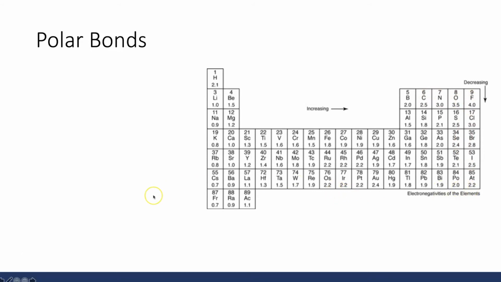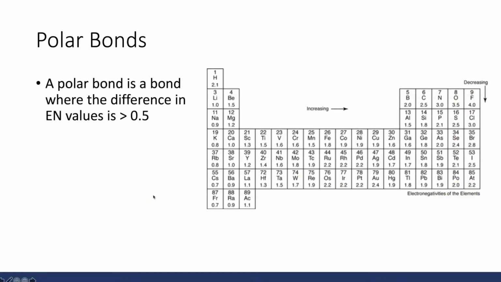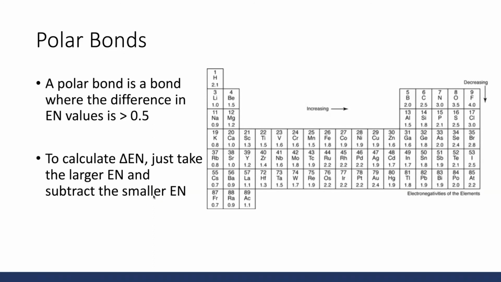If we wanted to put a number on it, a polar bond is just a bond where the difference in electronegativity values is greater than 0.5. To calculate delta En, delta just means the change in, just take the larger electronegativity value and subtract the smaller. So it's always going to be larger minus smaller. It doesn't matter what order the elements are written. It's always a positive value.